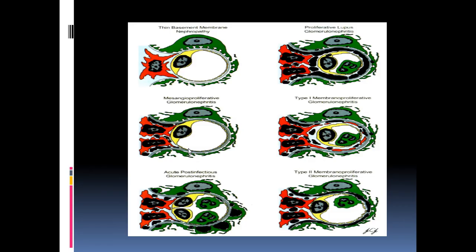So this is the diagram or the cartoon which represents your mesangial proliferative glomerulonephritis. So these were the acute post-infective glomerulonephritis in which you had subepithelial humps. These are type 2 in which you get the deposits within the GBM. This is the type 1 in which you have mesangial proliferation which starts invaginating.